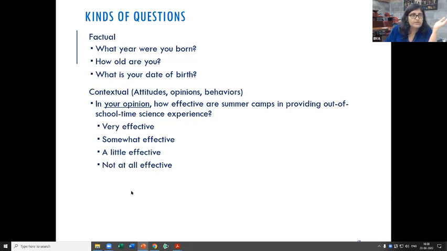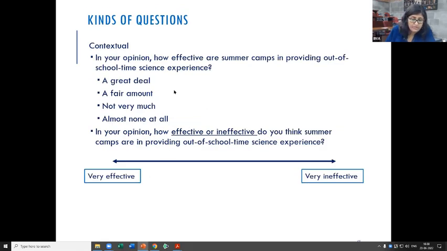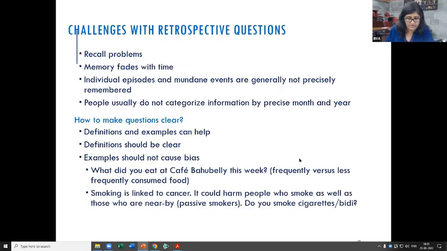Then there are contextual questions, like in your opinion, if something is effective or not: very effective, somewhat effective, little effective, not effective. The other way to ask the same question is a great deal, a fair amount, not very much, almost none. We all have seen these kinds of questions. Then there are some slider questions. You slide your answer somewhere here. So you don't choose among the 4 options, but you slide your scale. That's one way to ask the same question.